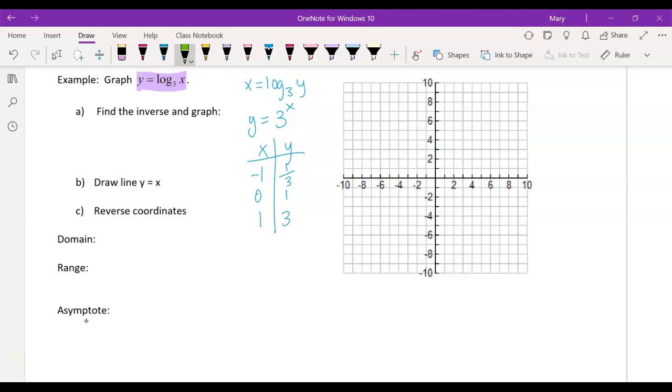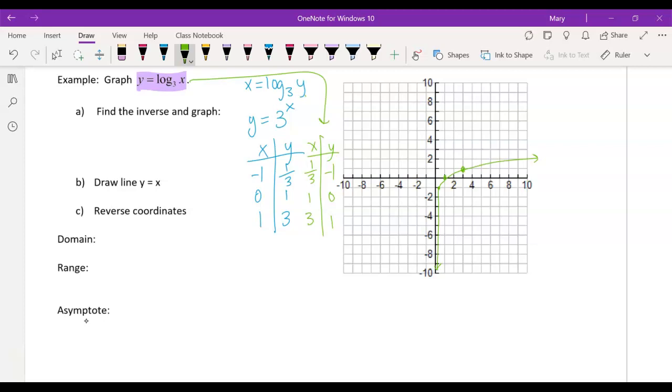And then to get us back to the log that we're actually supposed to graph, you could switch those values. So 1 over 3, 1, and 3, -1, 0, and 1. If you graphed each of those, that would be enough to get you the picture of this logarithm.